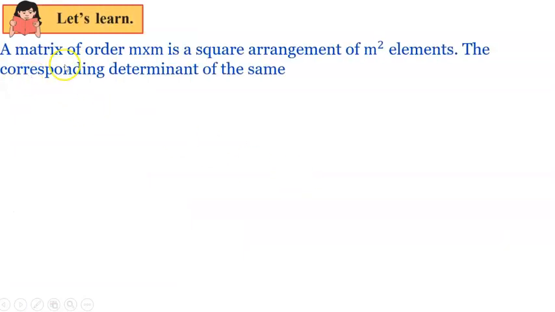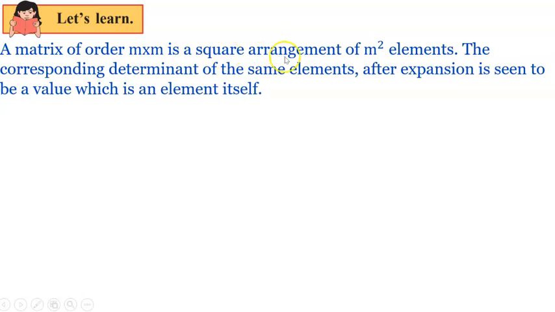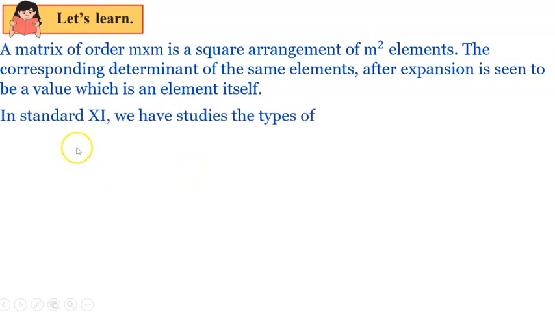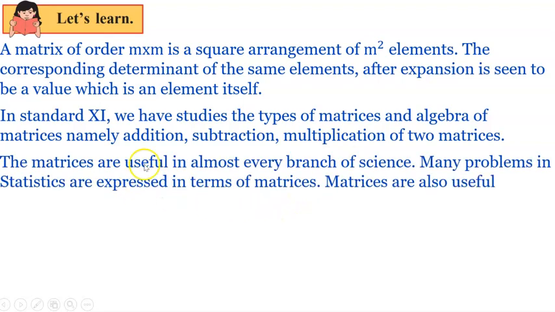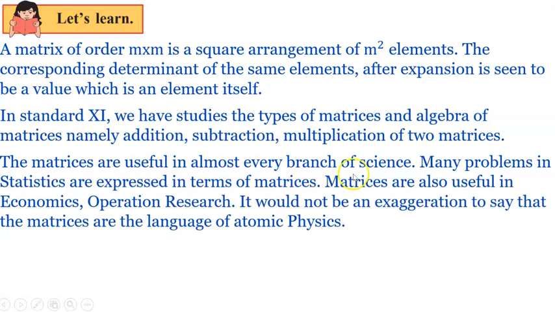Let's learn: a matrix of order m by n is a rectangular arrangement of m by n elements. The corresponding determinant of the same elements after expansion is seen to be a value which is an element itself. In standard 11th, we have studied the types of matrices and algebra of matrices, namely addition, subtraction, multiplication of two matrices.